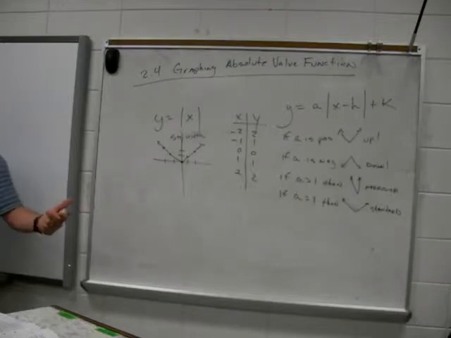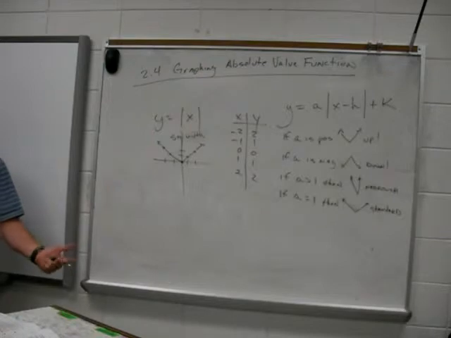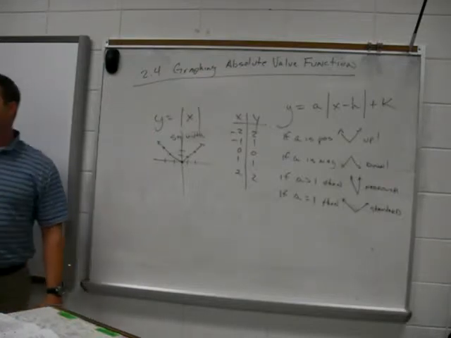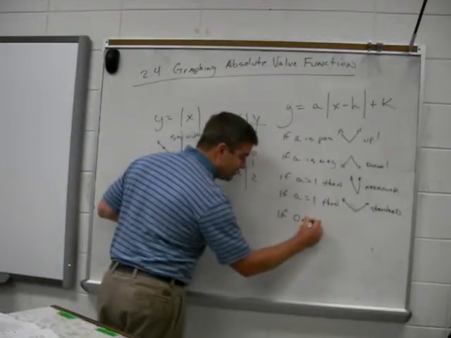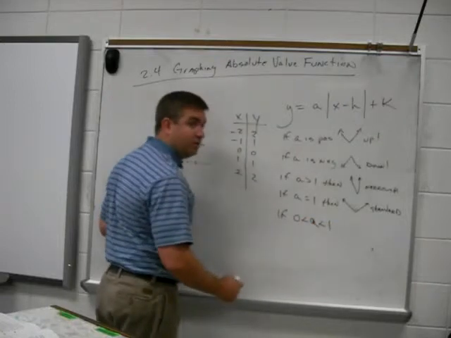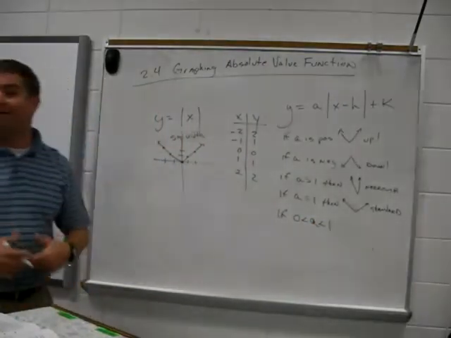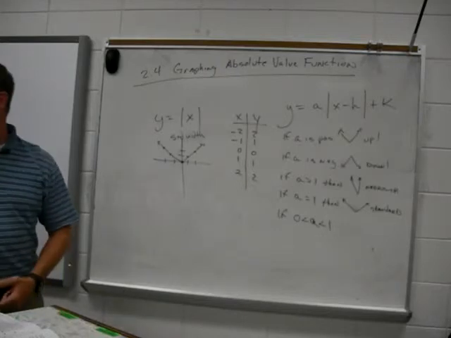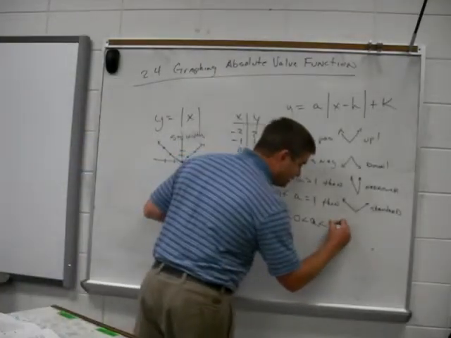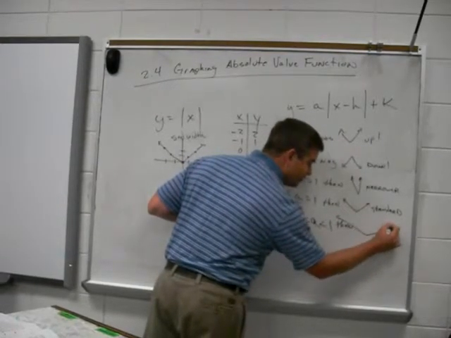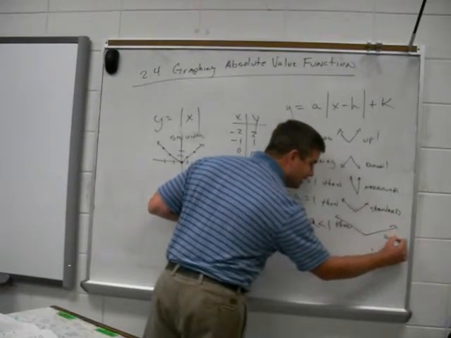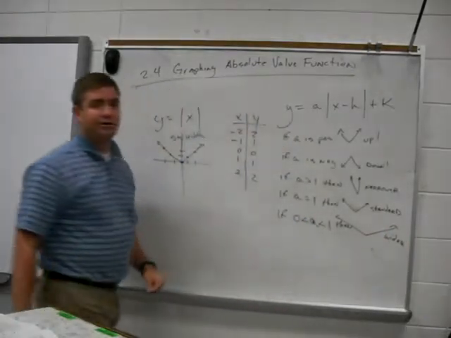All right, what's our only other choice? What's left? If A is greater than 1 and if A equals 1, what's the next one going to be? Less than 1 but bigger than what? 0. If A is in between 0 and 1, meaning like 1/2 or 2/3 or 4/5 or 7/8, then what's going to happen to your graph? It's going to be wide. It's going to be really wide.